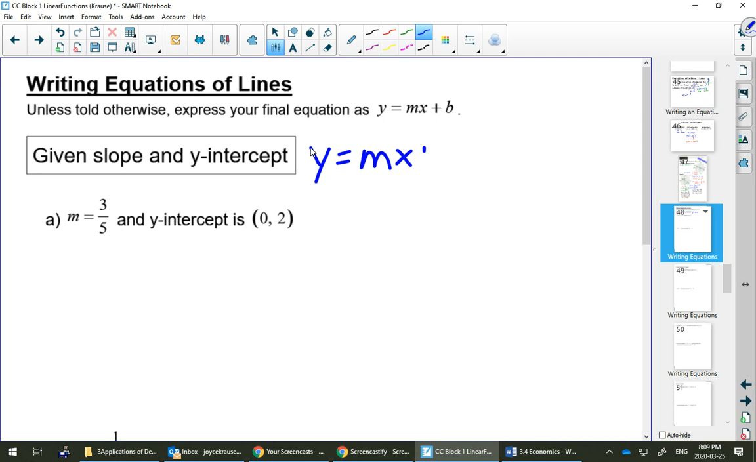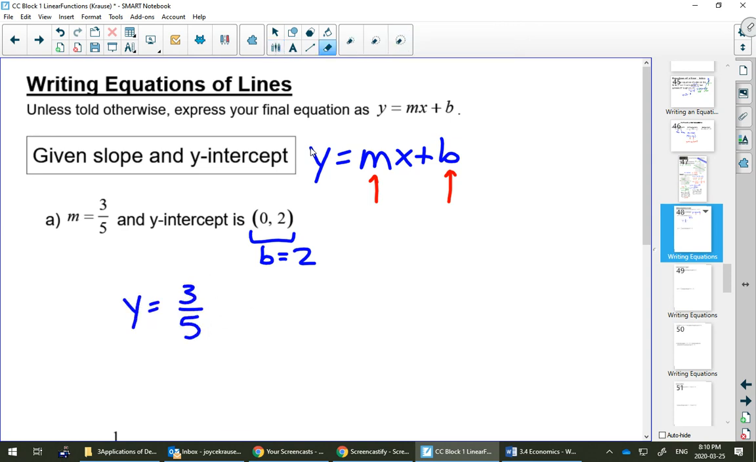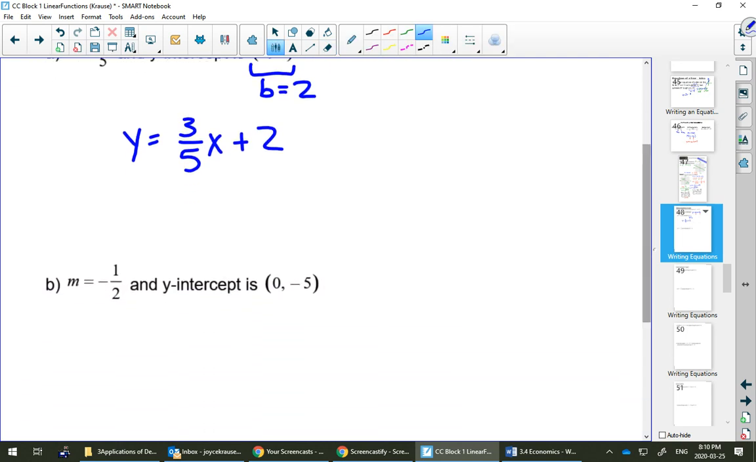All right, so if you're given the slope and the y-intercept, then immediately we're going to jump to using the y equals mx plus b because we're given the 2 pieces that we need for the formula, slope and y-intercept. So the first question says m equals 3/5 and the y-intercept is 0, 2. So the 2 would be our b value. So our equation is going to be y equals 3/5 x plus 2. And then the next one, it says m is negative 1/2 and the y-intercept is 0, -5. So we would have y equals negative 1/2 x minus 5.